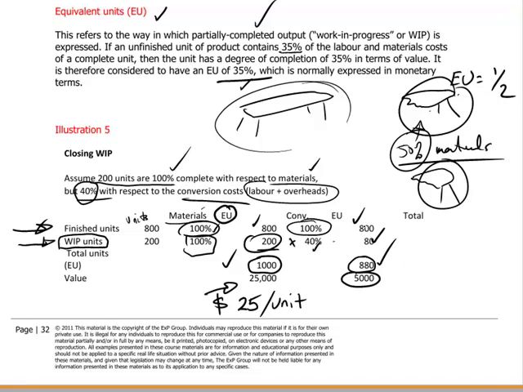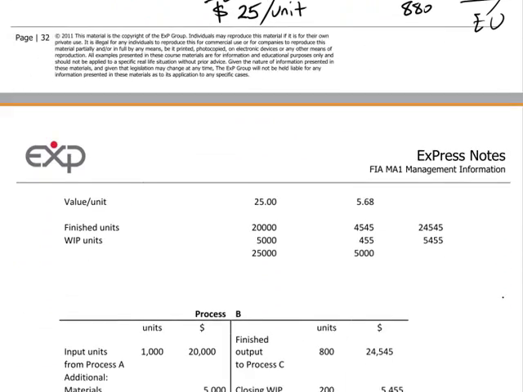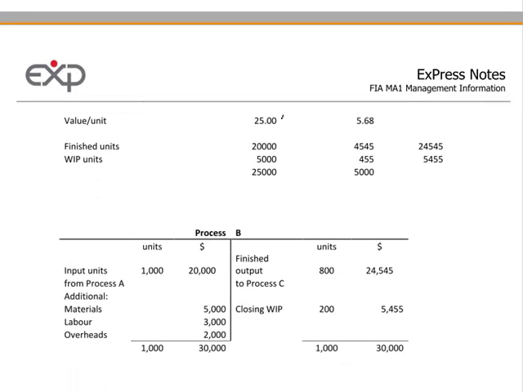In other words, the conversion costs expressed on a per equivalent unit basis is equal to 5,000 divided by 880, or $5.68. This is per equivalent unit. This gives us now the basis to be able to value what we have in our WIP units. Let's just do that right now. So here are the values per equivalent unit: $25, this is for materials, and $5.68 is for conversion costs.